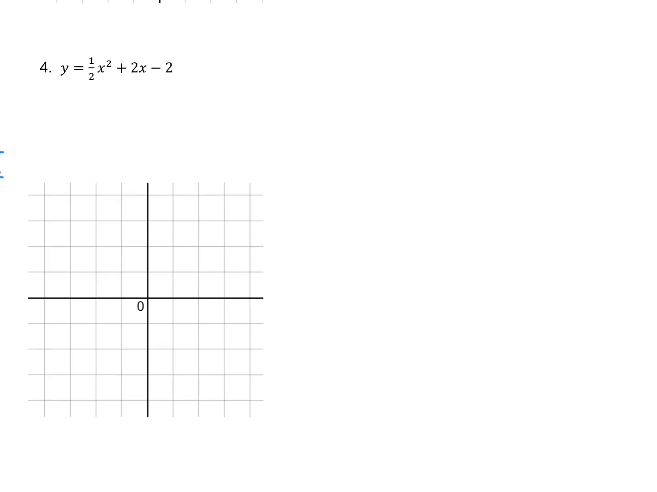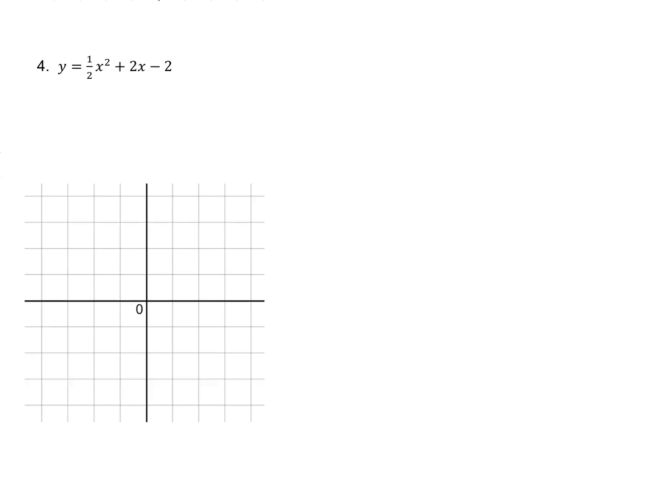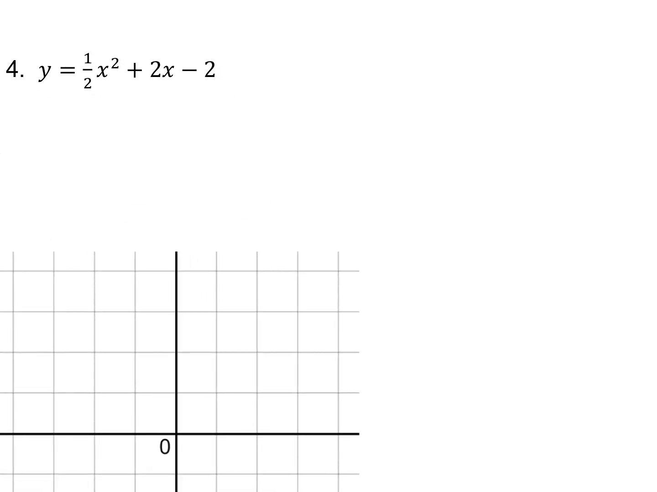Okay, so the very last one has a fraction in it, which does make things a little complicated, okay? We're going to start off the same way. So we're going to move our 2. Let me zoom in here. Okay, so we're going to do plus 2, plus 2. So I have y plus 2 equals, we're going to factor out a 1/2. I factor out a 1/2 so that I have x squared.